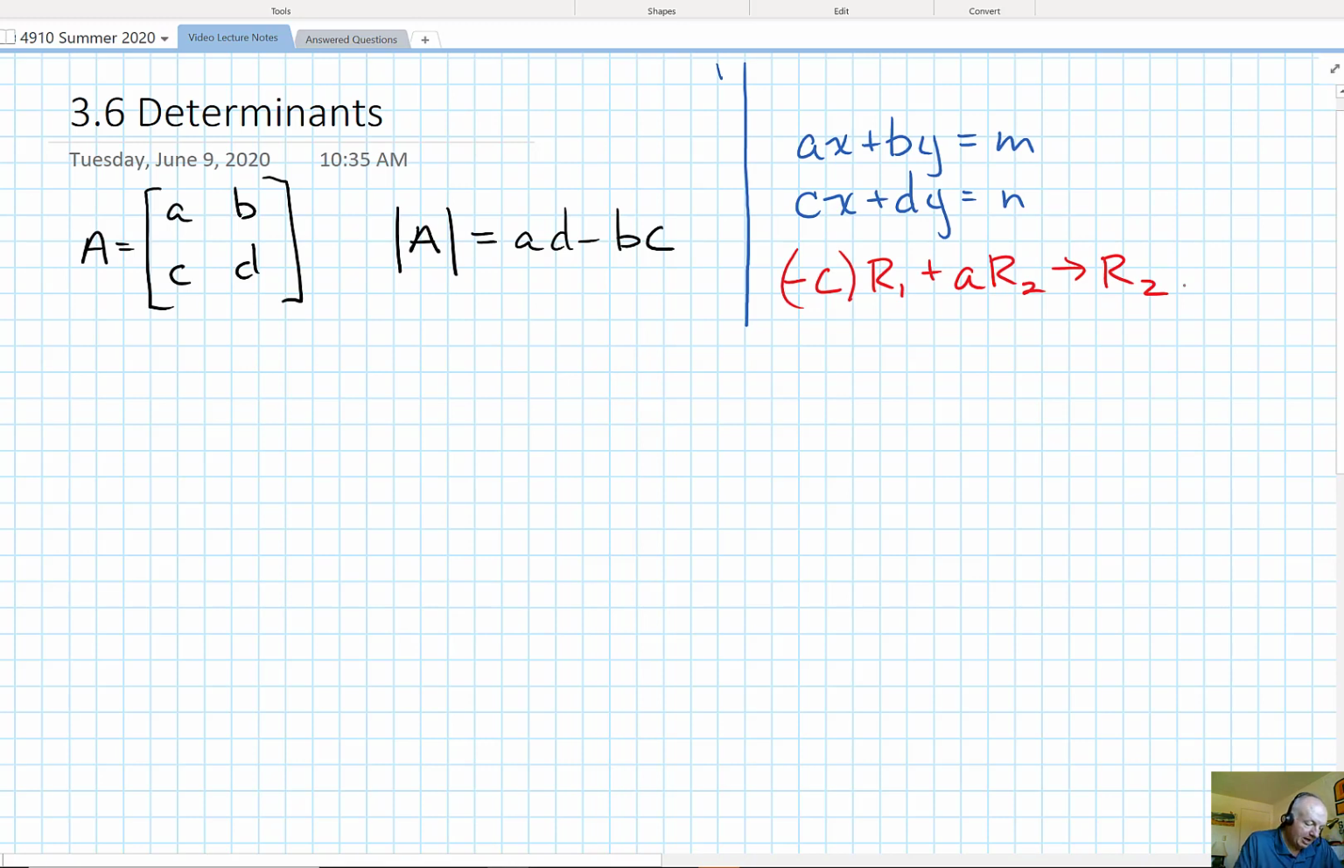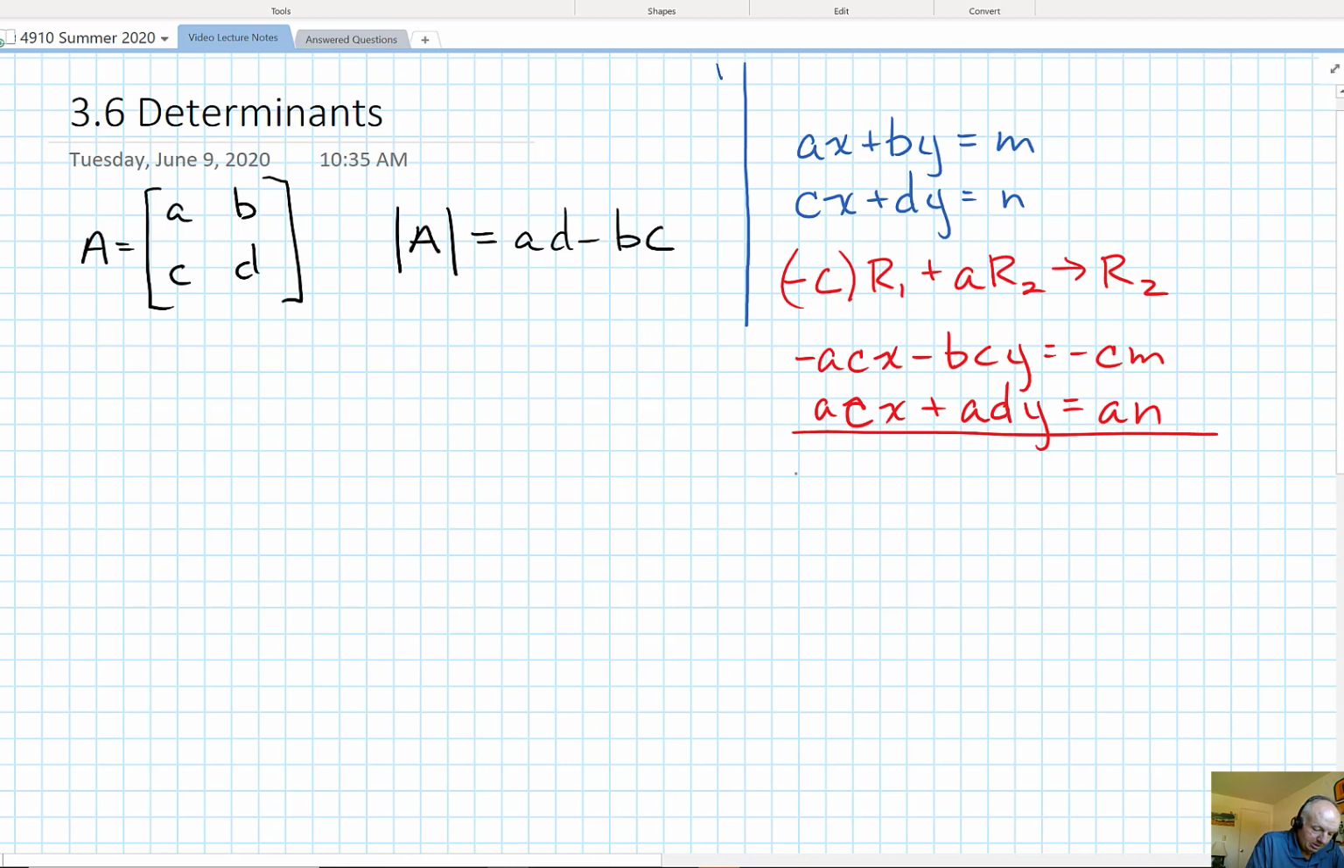Negative c times row 1 looks like this: negative acx minus bcy equals negative cm. A times row 2 is acx plus ady equals an. Let's just make sure we didn't do anything wrong. And then we add those together. And look, the acx terms are gone. That was the whole goal, right?